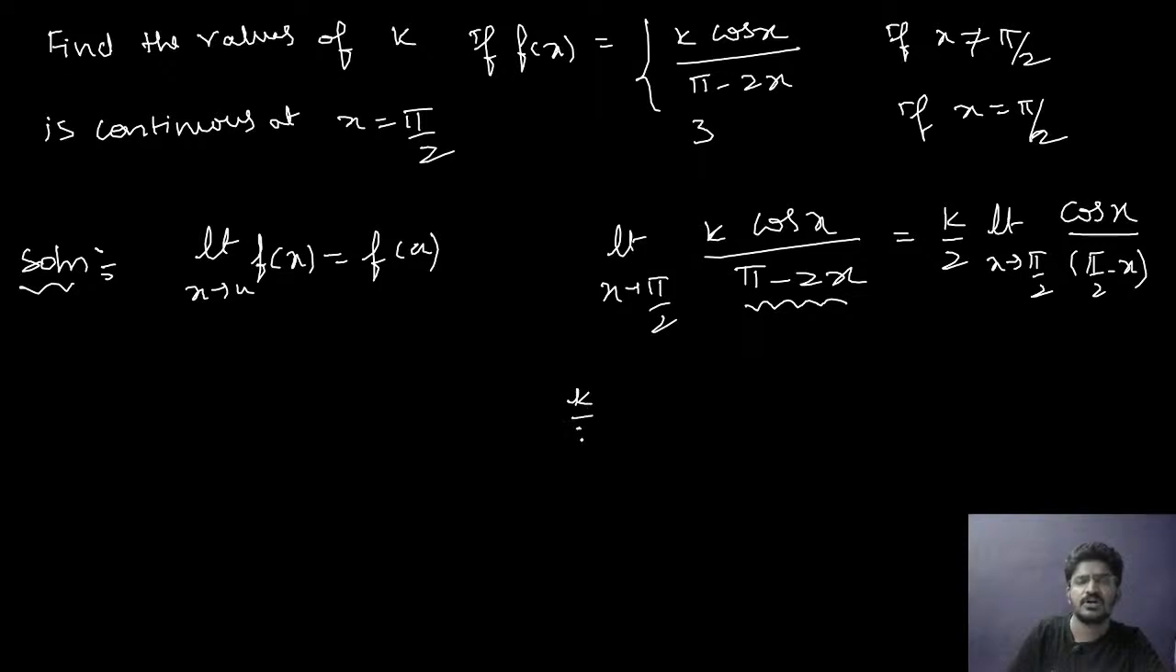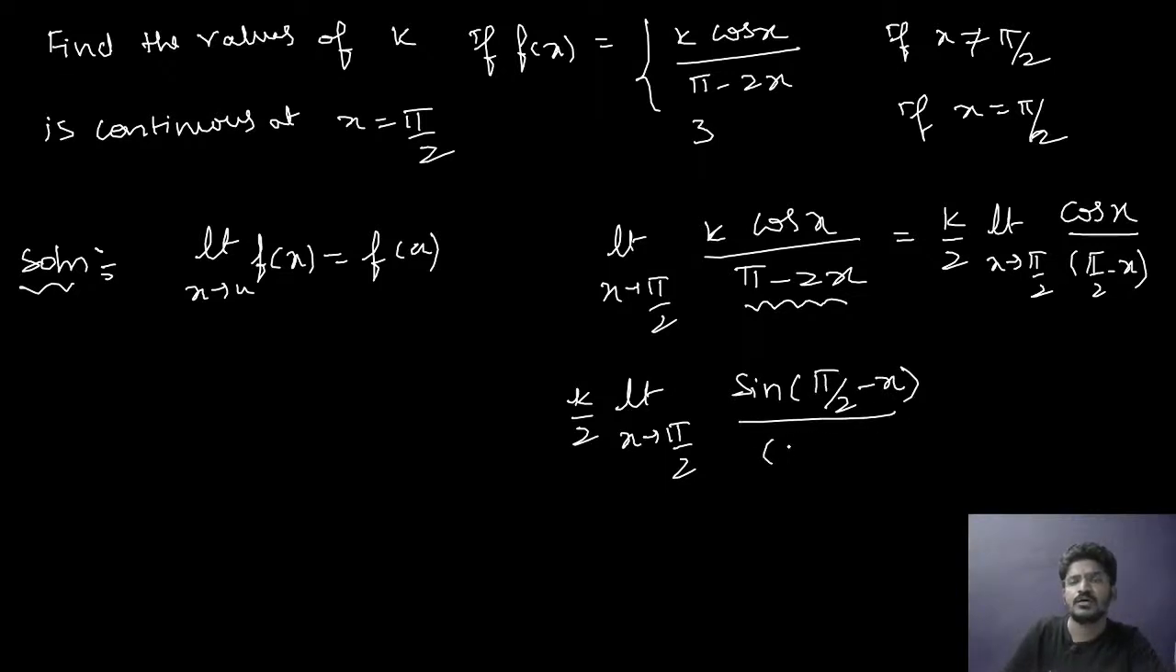So that is k by 2 limit extending to pi by 2. How can you write cos x? You can write cos x as sine of pi by 2 minus x. Very good. So just remember the formula that limit as theta tends to 0 of sin theta by theta is 1. So here you are going to have k by 2 multiplied with 1. So that is nothing but k by 2.